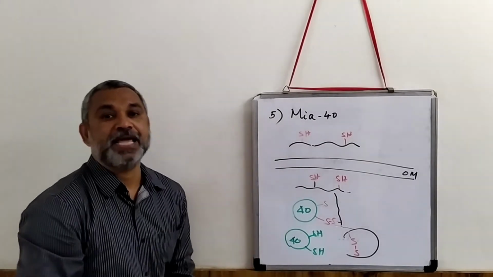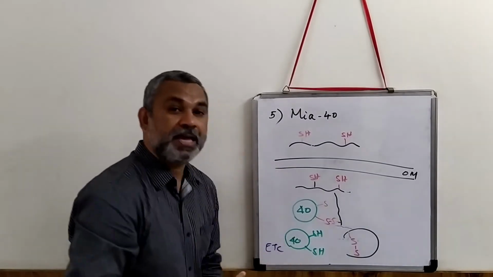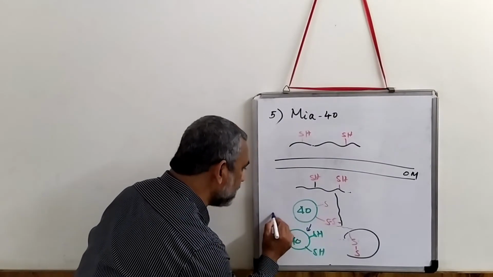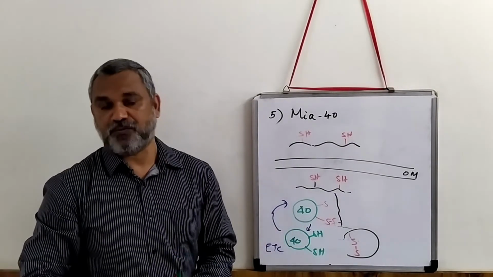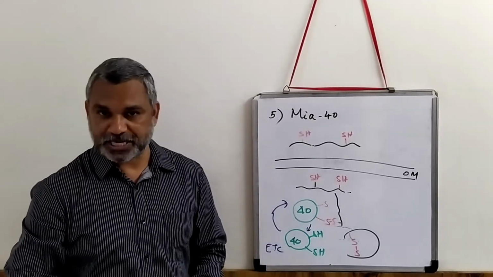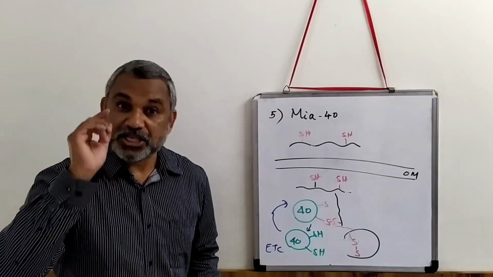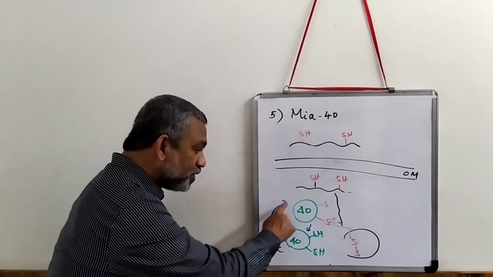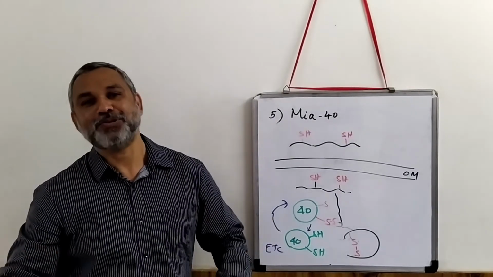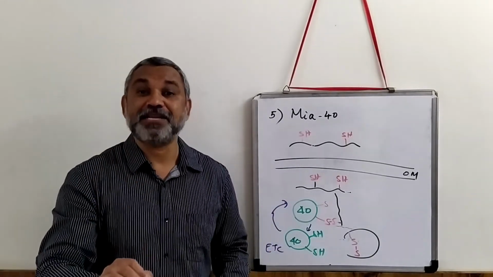What happens to the MIA protein? It got reduced. Now this reduced MIA protein will encounter the components of the electron transport chain, and it will be converted back into the oxidized form by using the iron sulfur protein and other components of the electron transport chain. It is very interesting to observe how the reducing potential is utilized in order to bring a protein, fold a protein, and integrate it into the membrane.